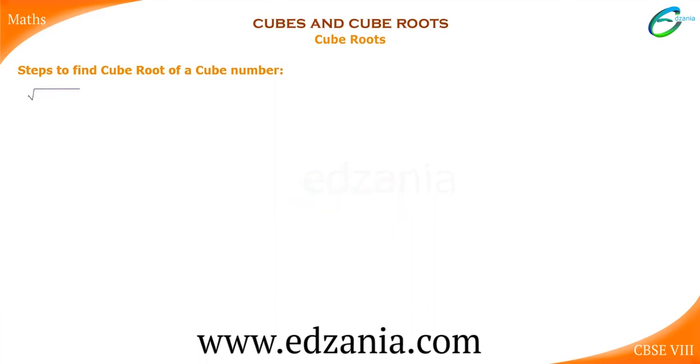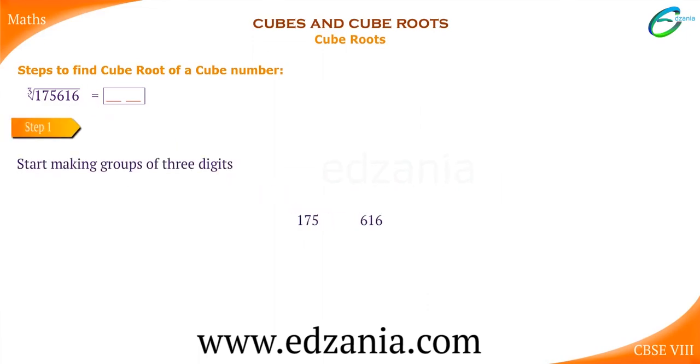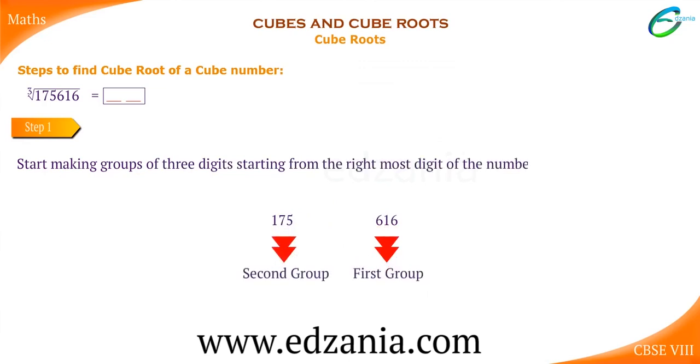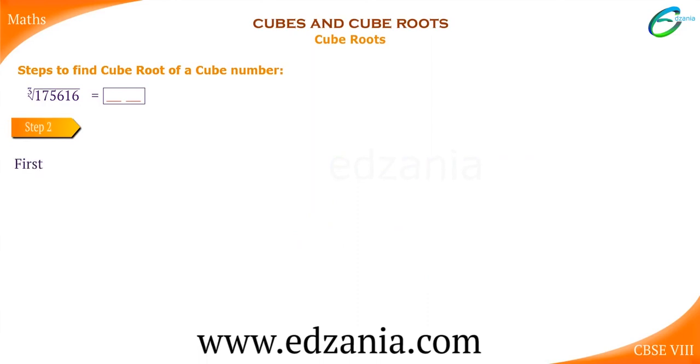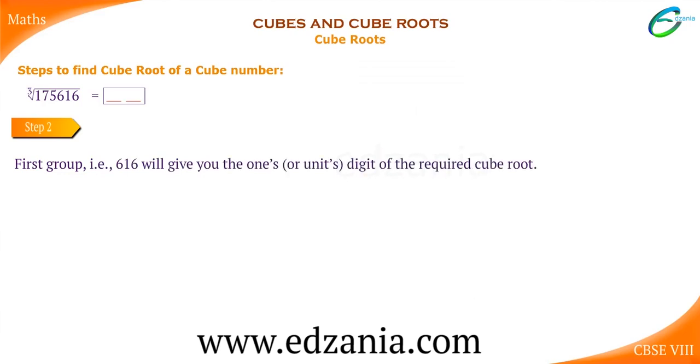For example, we have a cube number which is 1,75,616. How would you find the cube root of that? We have steps to find the cube root of 1,75,616. Step 1. Start making groups of 3 digits starting from the rightmost digit of the number. Step 2. First group, that is 616, will give you the ones or the units digit of the required cube root.